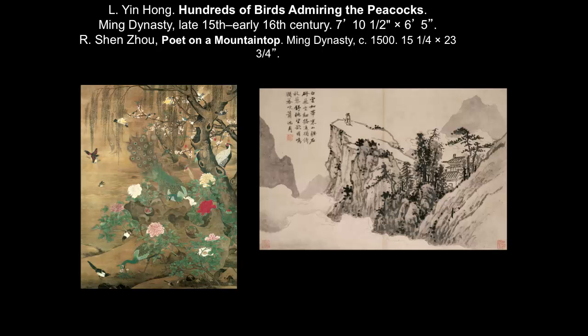So you can see these two examples are quite different, the official professional style of painting and the very personal expressive style of the literati painters, just in these two examples, being produced in roughly the same period. Very, very different things are happening depending on which sphere one circulated in, which social sphere or political sphere one circulated in.